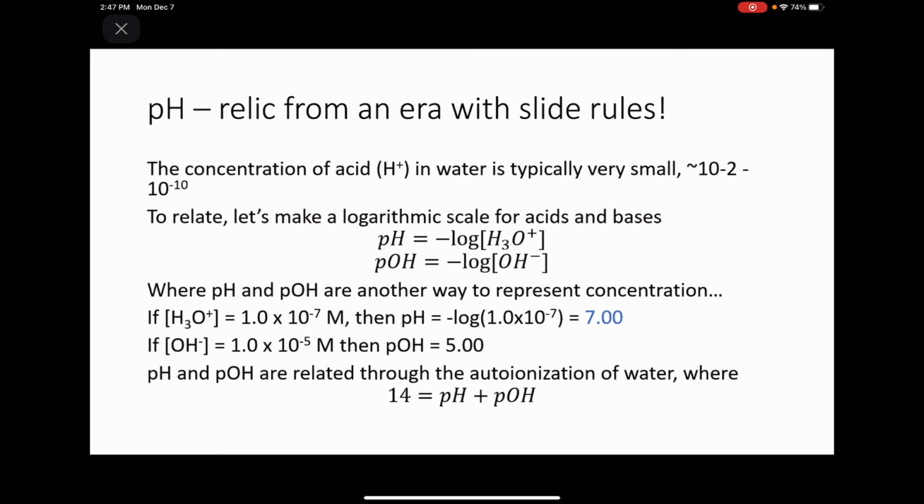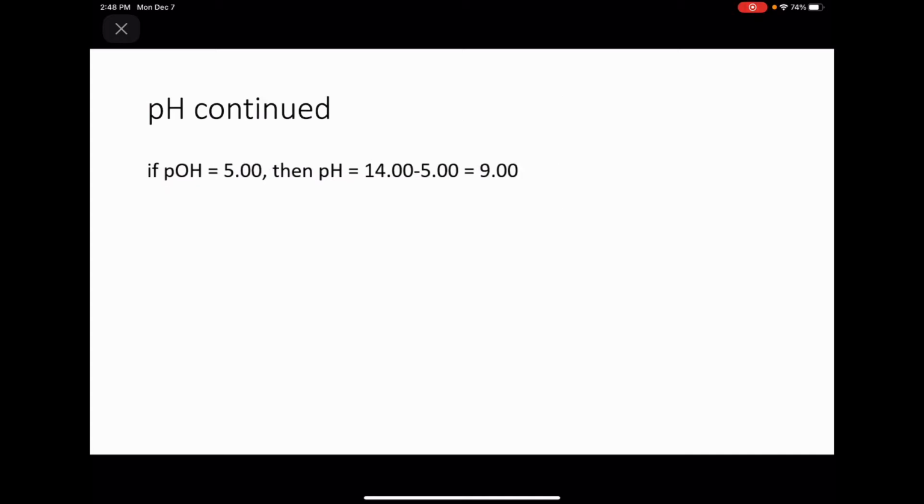Now, it turns out that pH and pOH are related through the autoionization of water. This is one of the reactions that we talked about in the last video, discussing Bronsted-Lowry. I don't really want to go into the math of this at this point, but we will eventually. But basically, the sum of pH and pOH in any solution is equal to 14 because of the presence of water. So if we take our pOH of 5, we can turn it into pH by subtracting 5 from 14, and we get a pH of 9. Now notice we had a larger concentration of OH than we did of H3O plus, so a pH of 9 versus a pH of 7.